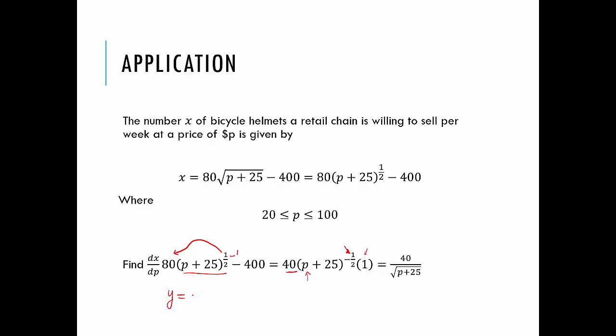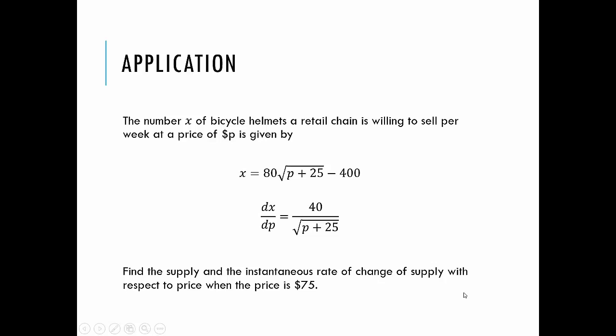In other words, y equals u to the 1/2, u equals p plus 25, u prime is 1, and my y prime is that 1 over 2 square root of u, which is the same thing as this piece right here to the negative 1/2 power, because I took that 2 and divided by 80. So just to make sure you understand how I got that. So I have my derivative.